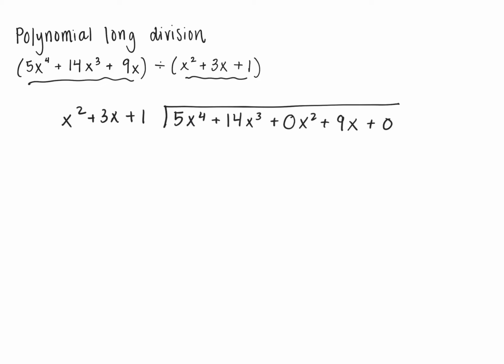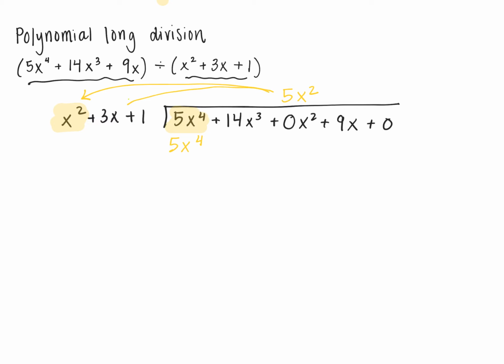We're going to look at the first term of the dividend and divisor. And I'm going to see what I need to multiply x squared by to get 5x to the fourth. To get 5x to the fourth, I need to multiply x squared by 5x squared. Once I have that value, I'm going to distribute that back into my divisor and write that below.